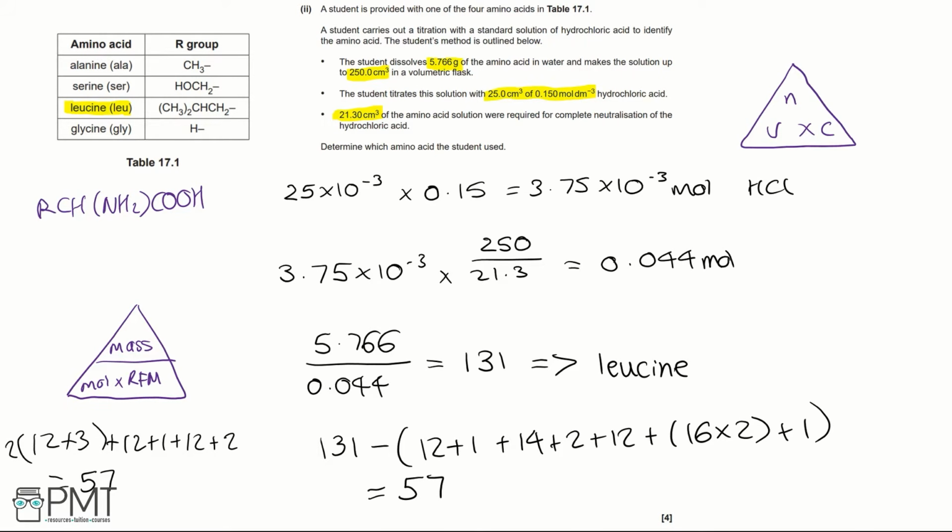To get the marks for this question, you get 1 mark for working out the moles of hydrochloric acid, 1 mark for working out the moles of the amino acid, 1 mark for working out the relative formula mass of the amino acid, and then your final mark for identifying that the amino acid is leucine.